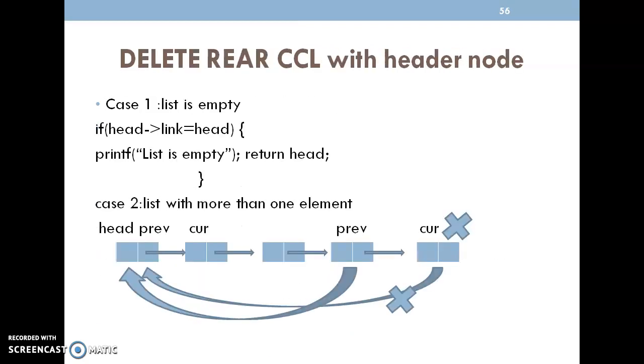Then delete from the rear end. I have to delete this rear end. For that, we require the previous one. Why do we require previous? If I delete this last node, then the address from the last pointer link provided to head will be left as it is. We can't leave it as it is. We have to delete that and provide the connection from this node to the head.